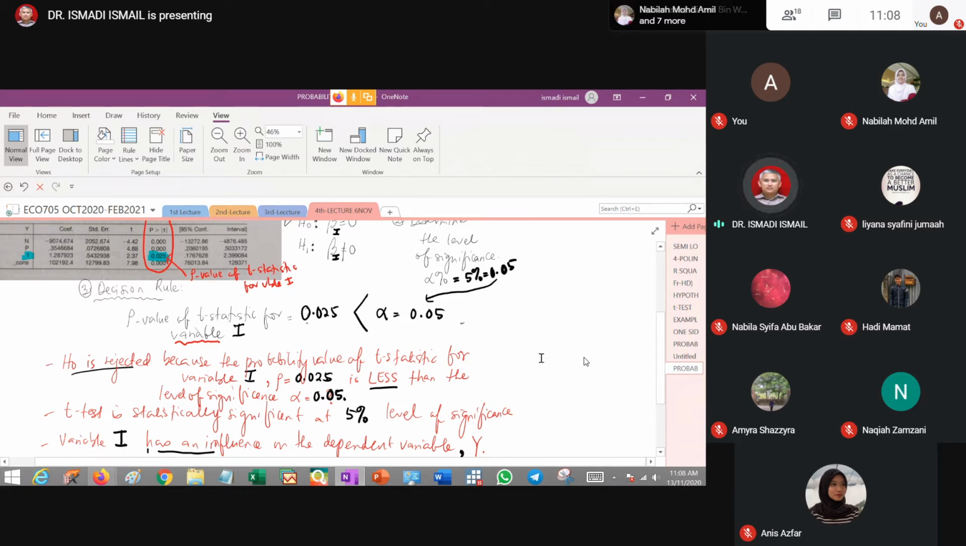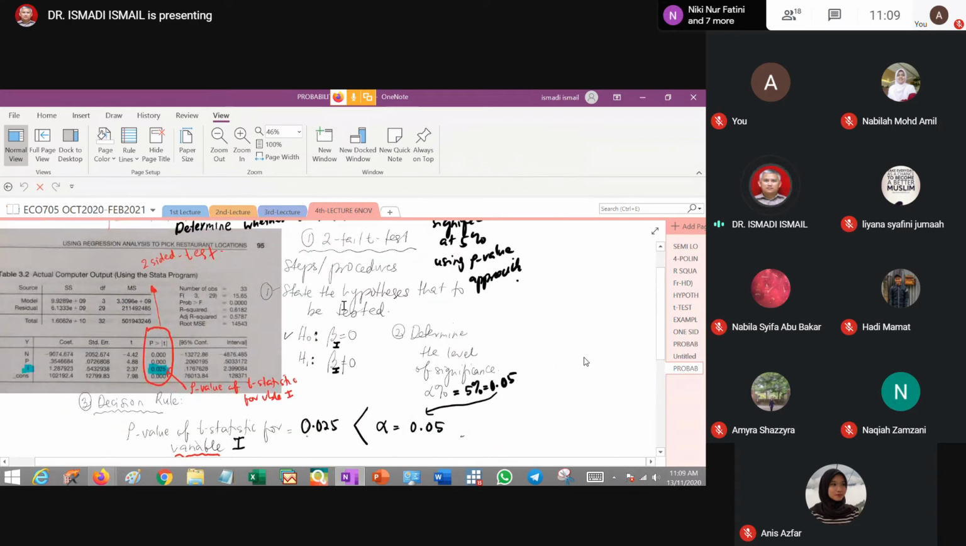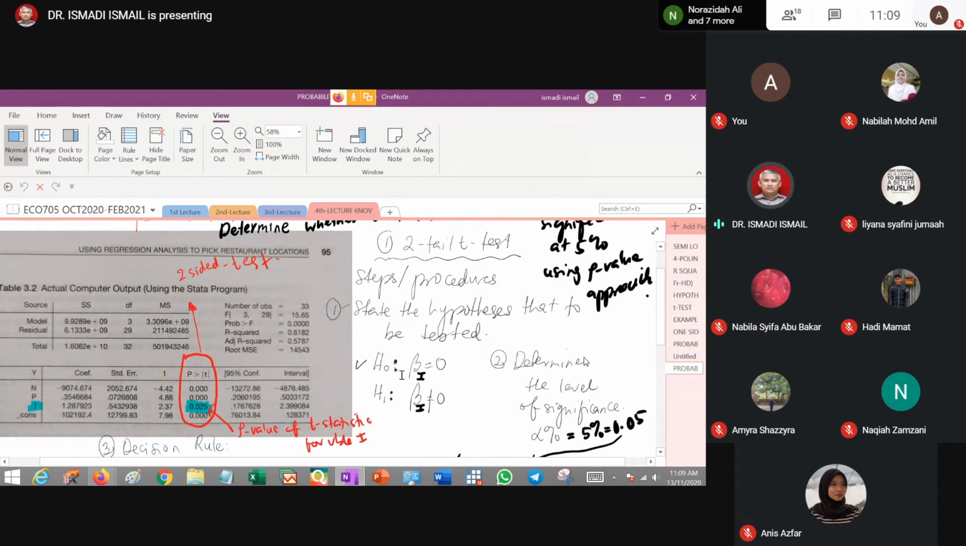So there are three steps here in order to conduct a t-test using the p-value approach. First, state the hypothesis to be tested as usual: H0, the true coefficient of variable I is equal to 0, and the alternative, the true coefficient of variable I is not equal to 0. Then determine the level of significance. In this question it is stated 5%, so alpha is 5% or 0.05.